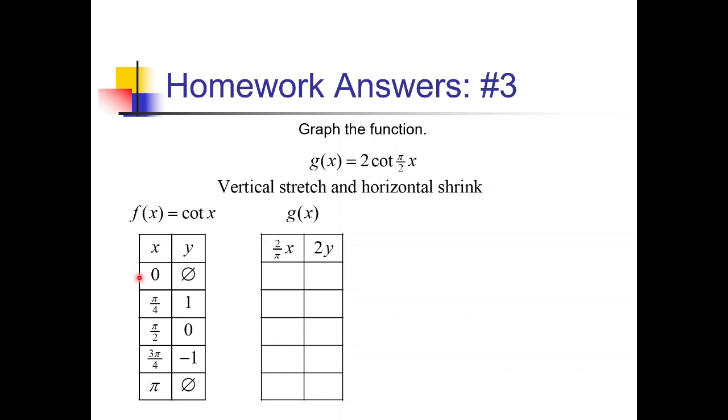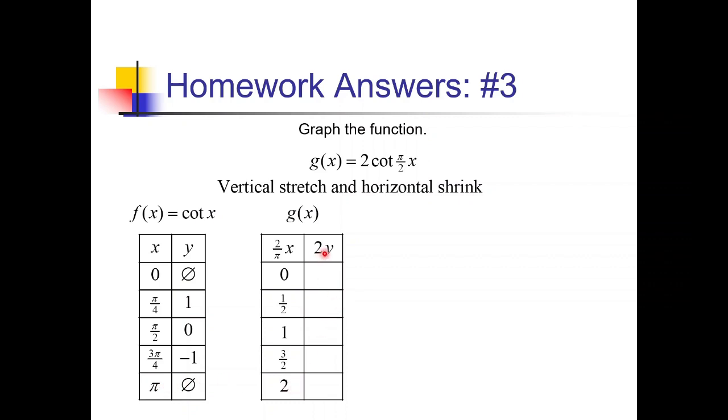2 over pi times 0 is just 0, so that's nice. 2 over pi times pi over 4. Pi's are going to cancel. We've got 2 over 4, which is 1/2. And next, 2 over pi times pi over 2. Well, those are literally reciprocals, so that's just 1. 2 over pi times 3 pi over 4. Pi's cancel again. We've got 6 over 4, which we'll do as 3/2. And then we've got 2 over pi times pi. Pi's cancel, so that's just 2.